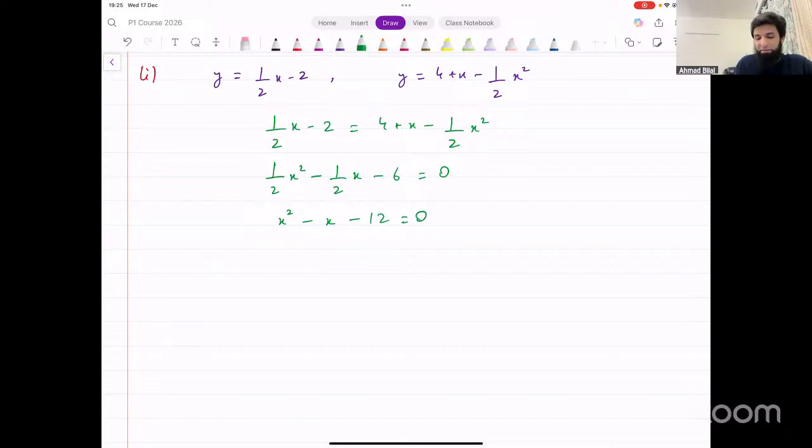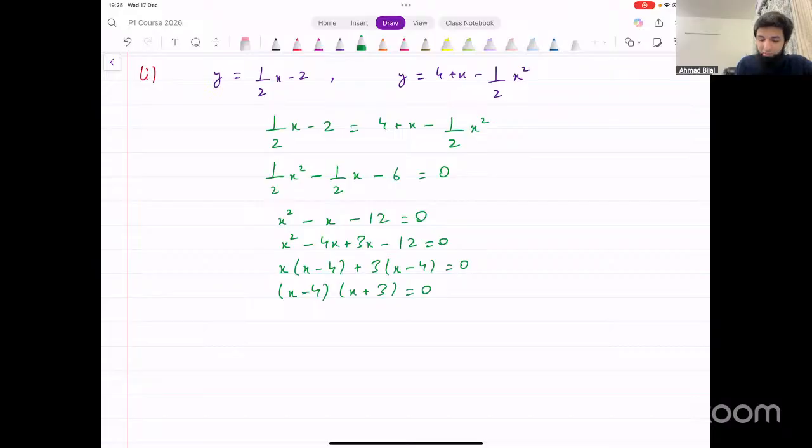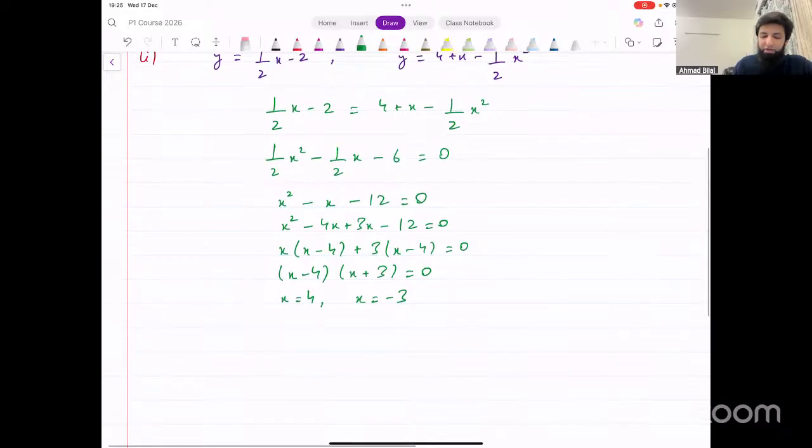Can we factorize this? We can write it as x squared minus 4x plus 3x minus 12 equal to 0. Take x common from the first two terms, that gives you x minus 4. Take 3 common from the last two terms, that gives you x minus 4 inside as well. And you get x minus 4 times x plus 3 equal to 0. So x is equal to 4 or x is equal to negative 3.